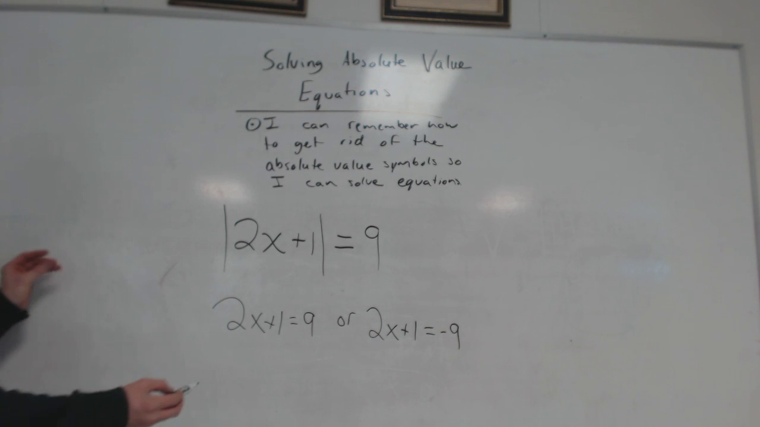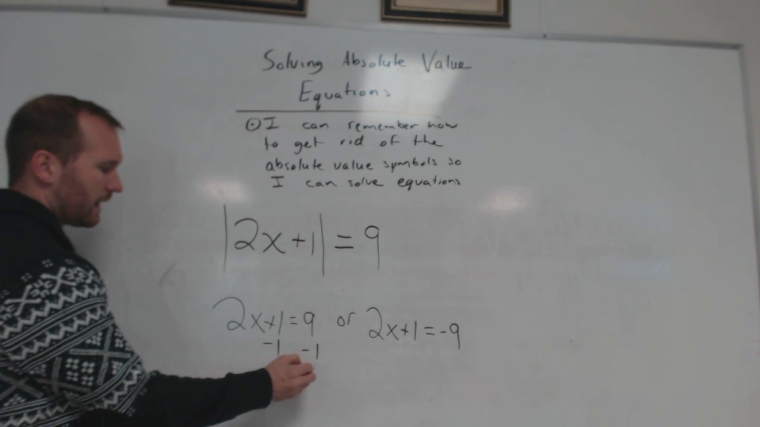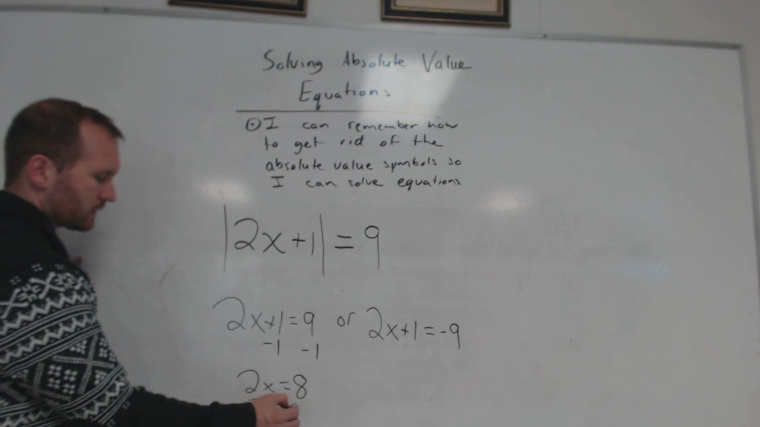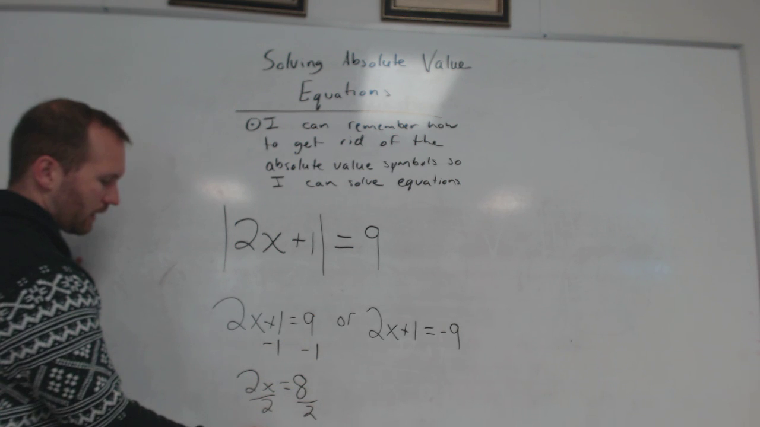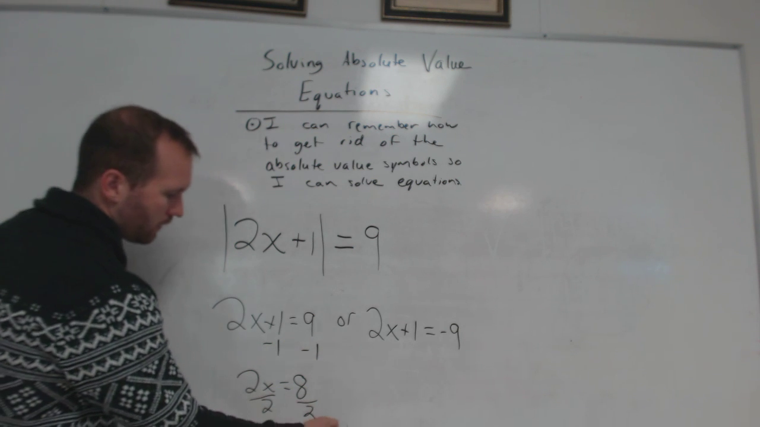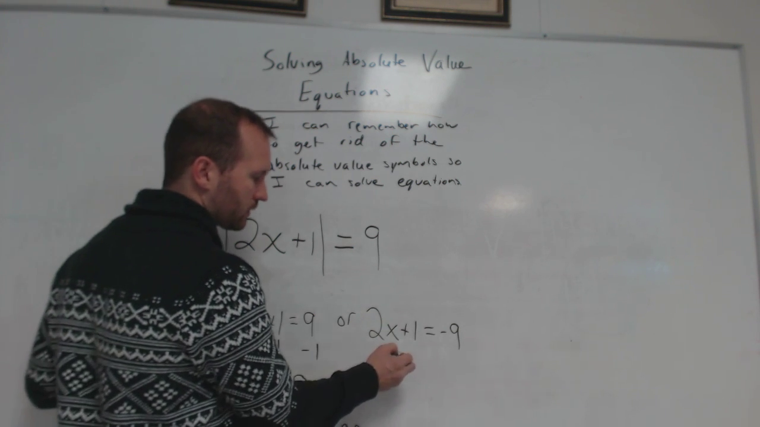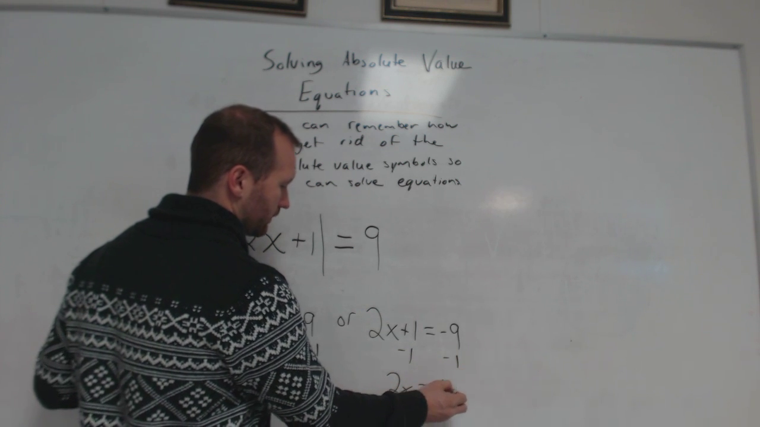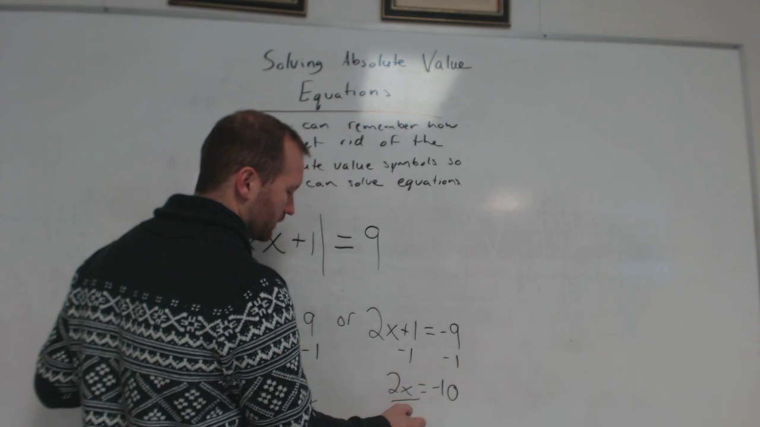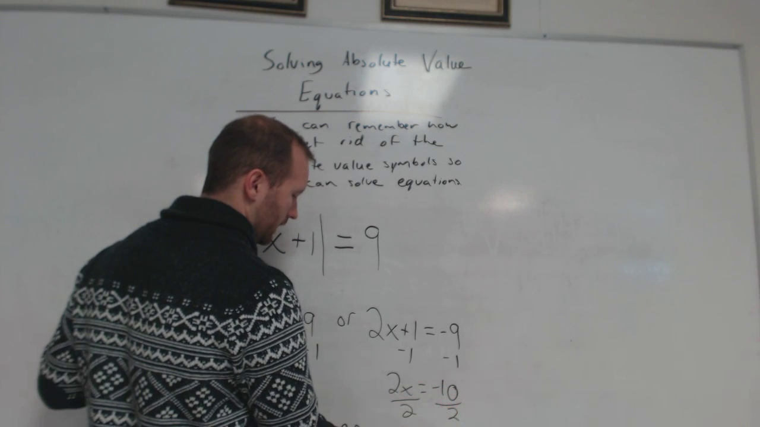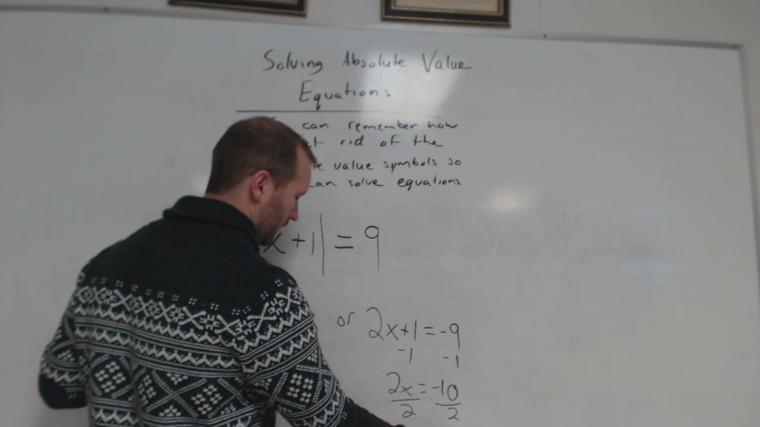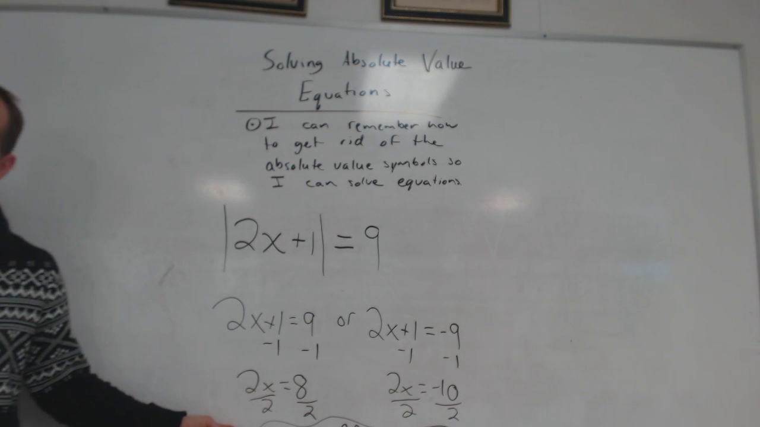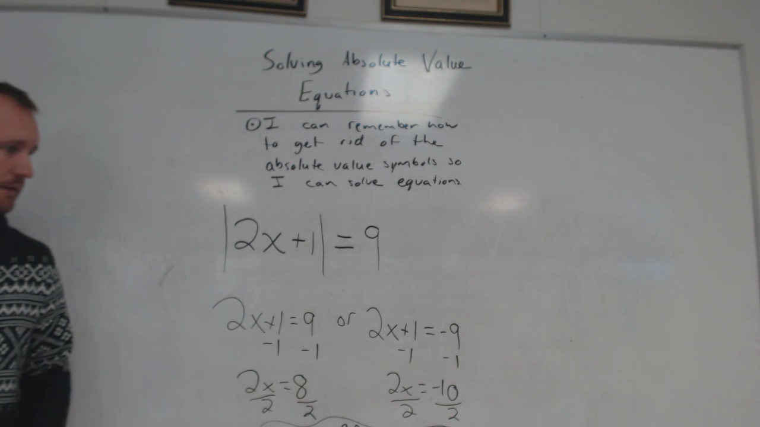Now I have to solve these. So subtract 1 from both sides. 2x equals 8. Divide both sides of this by 2. X equals 4. Or I have to solve this one all the way through. Subtract 1 from both sides. 2x equals negative 10. Divide both sides by 2. X equals negative 5. And those are my answers. X is either 4 or negative 5 in this case.